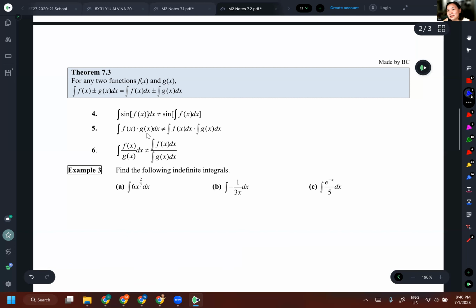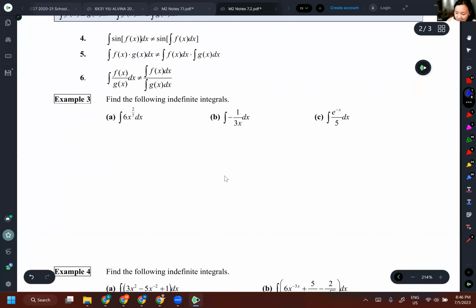And you cannot separate product because in differentiation, you can't. And quotient as well. They're not equal. It's very easy to verify they're not equal. It's obviously not equal. But later on, I think we will see it when you make a mistake.